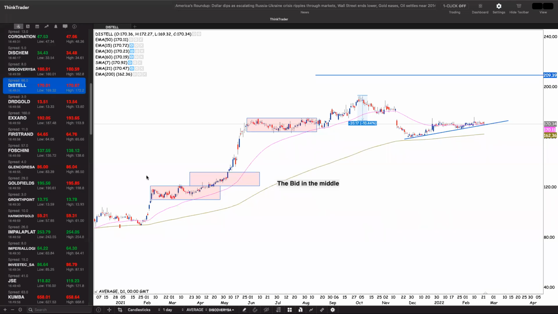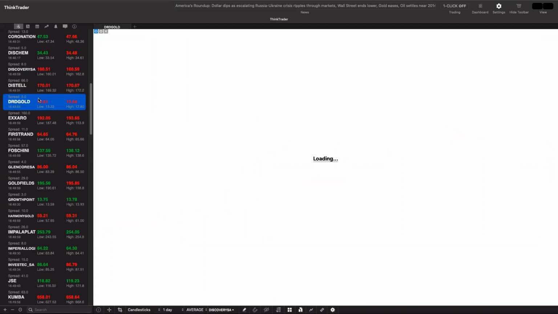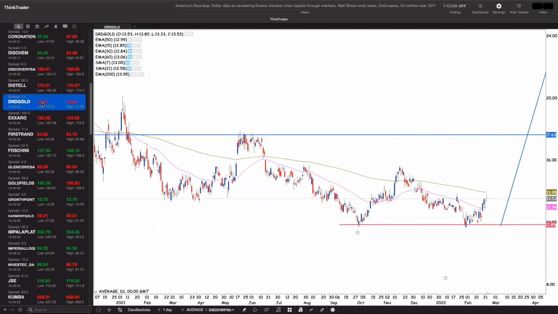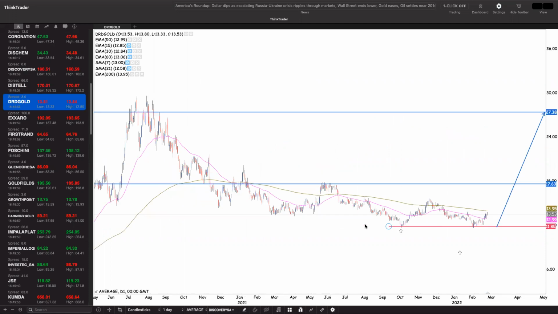Discovery. Distell, I'm no longer watching Distell anymore because they're going to get delisted very soon, which means my upside is limited. So yeah, unfortunately, I have to say goodbye to my first highlight troll trade.